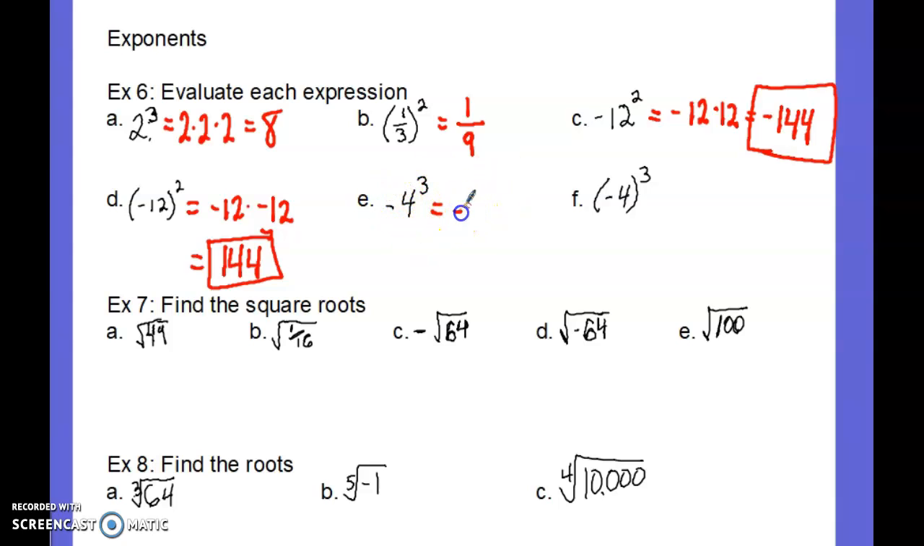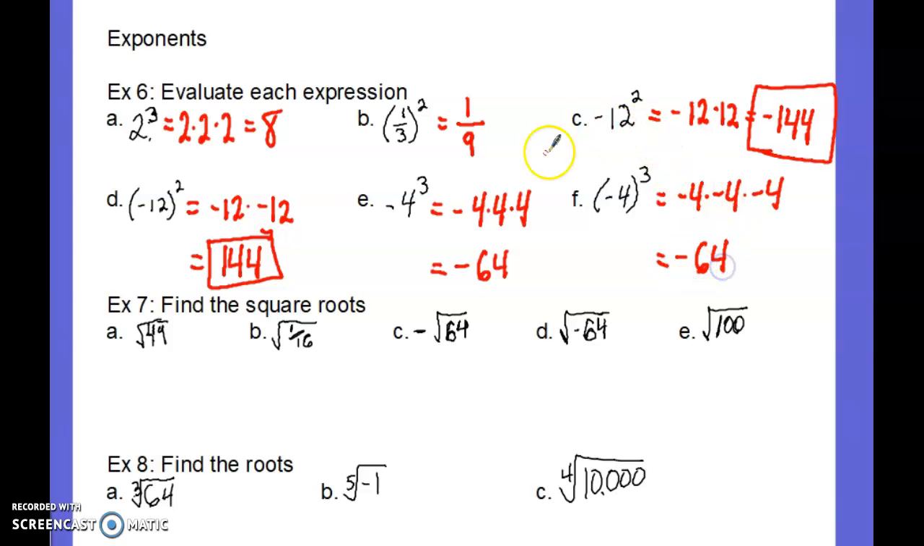So letter E means the negative of 4 times 4 times 4. So that's negative 64. Whereas this one, we have negative 4 times negative 4 times negative 4. Well, negative times a negative is positive. Times this negative, it's still negative 64. So think about why the parentheses didn't matter with the odd exponent, and it did matter when you had an even exponent.